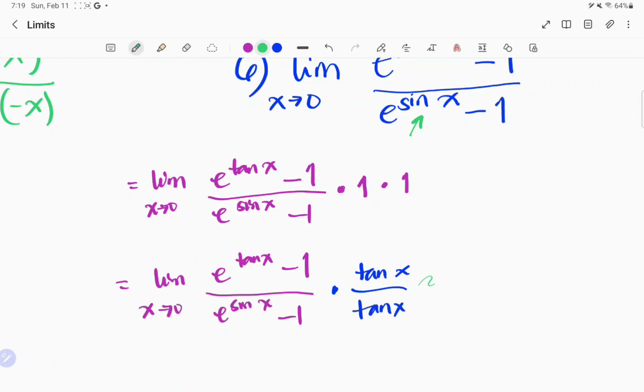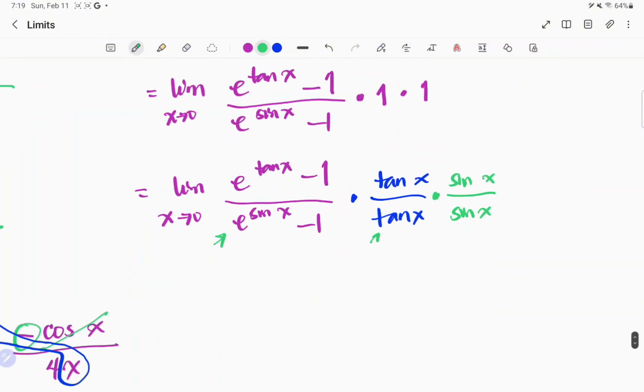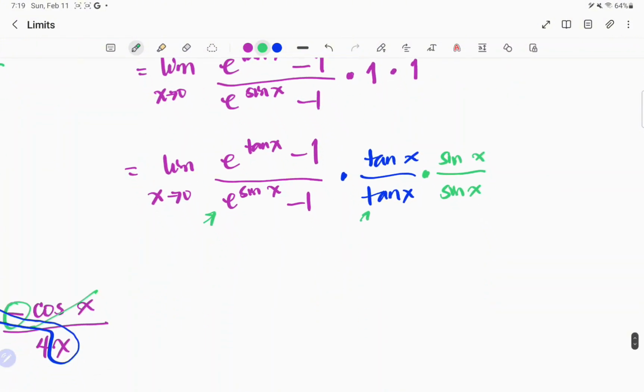Now times my another one, I am going to deform it as sine x over sine x. Why? In terms of sine, I need sine in my numerator to partner it with my denominator. And for tangent, I need it to partner with my numerator. So I can rewrite this, since these are all factors.